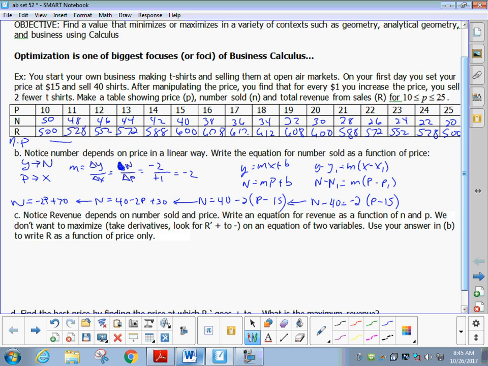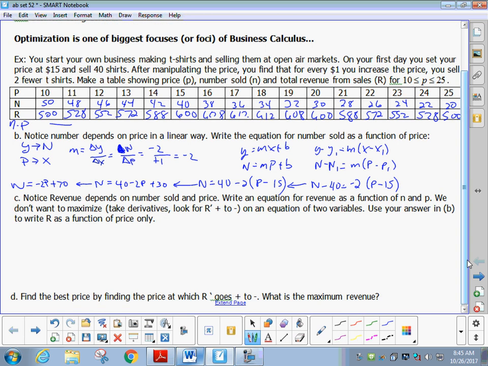All right, well, that said, that's cool. I have a number sold function. Now, the point is where we're headed here. Revenue depends on both number sold and the price. Do you agree? In fact, we found that revenue is number sold times the price. Now, the end goal will be to maximize the revenue. We want to get, like good capitalists, the most money we can, right? To maximize revenue, or to find where r prime goes positive to negative, calculus-wise, I don't like to take derivatives on three variables if I can avoid it. So you usually would substitute to get it down to two variables.